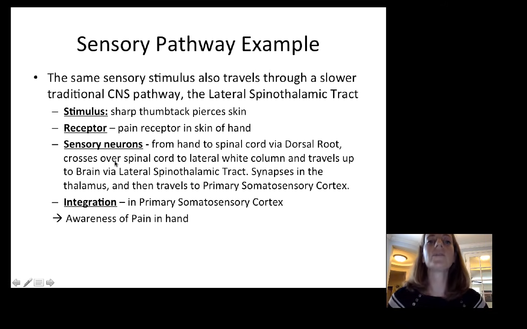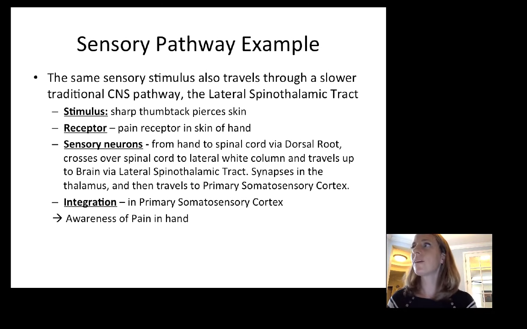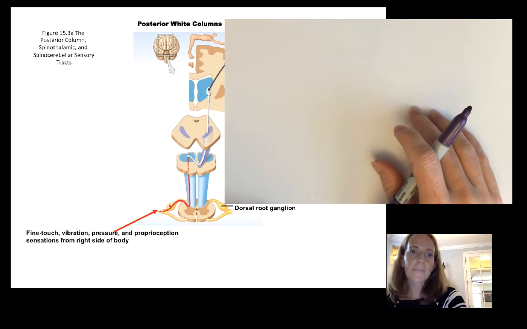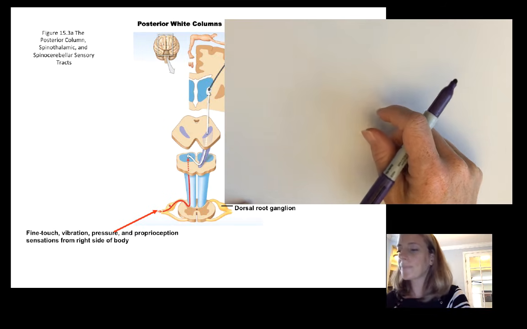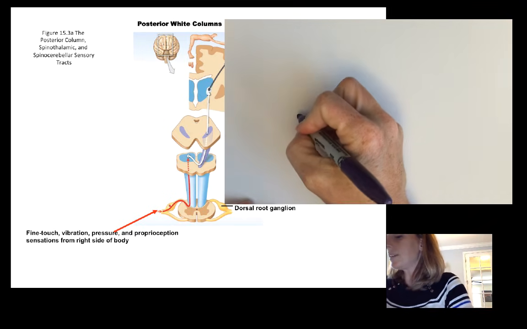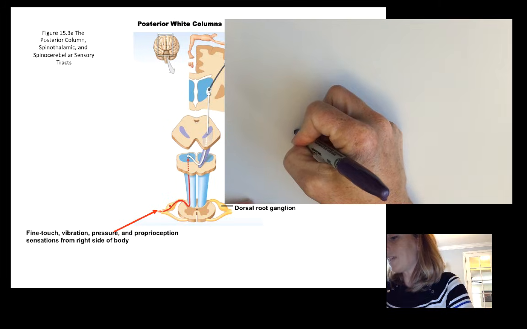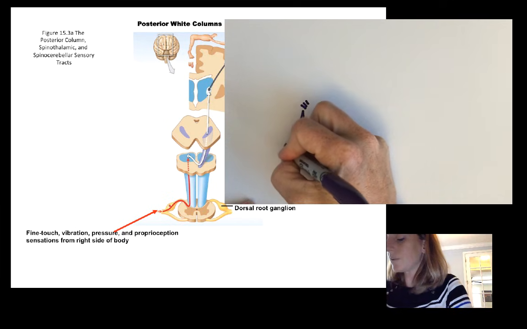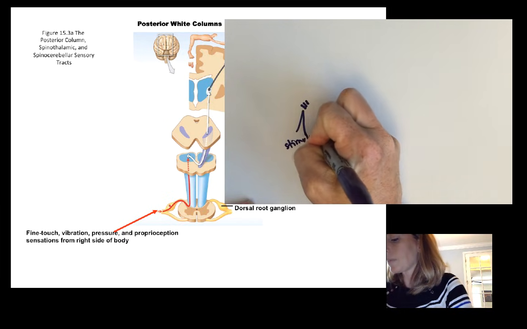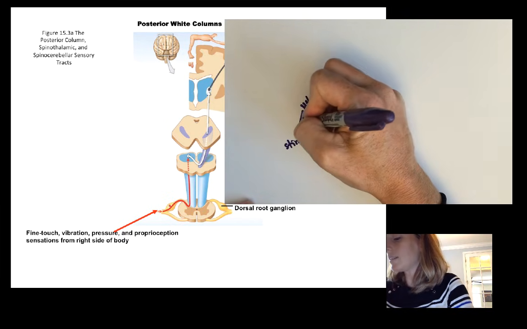So let's go back to our sensory and motor pathway examples and draw them out so that we can see how you are following our overall circuits. Okay, so we will start first with the sensory pathway. In this example, what did we say? A thumbtack, right? So there's this sharp thumbtack that pierces your skin. So here's your stimulus, and that causes pain.